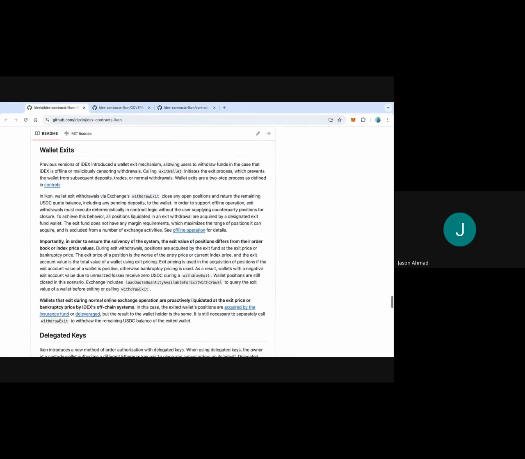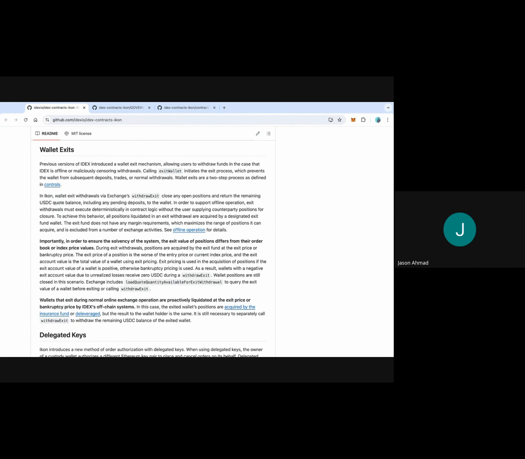Wallet exits. As I mentioned before, wallet exits are a really important safety mechanism within the system. Because it's a hybrid design, it's possible that the off-chain components are unavailable. It's possible that a malicious actor is censoring wallets from withdrawing or taking other actions within the system. And as a result, we have this mechanism which allows users to go directly to the contracts and withdraw their collateral.